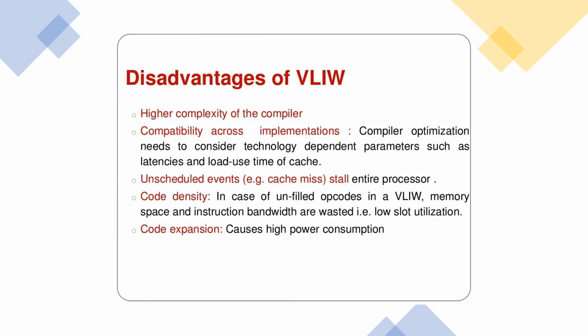Disadvantages of VLIW processor: higher compiler capability is required across implementations. Compiler optimization needs to consider technology dependent parameters such as latency and load use time to cache. Unscheduled events stall the entire processor. Code density: in case of unfilled slots of code in a VLIW processor, memory space and instruction bandwidth are wasted. Low slot utilization. Code expansion causes high power consumption.